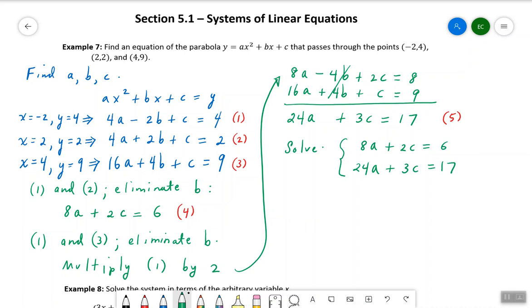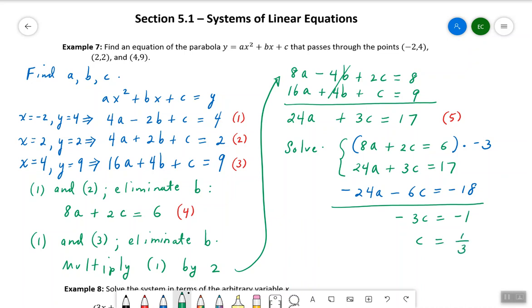Okay, if we want to solve this system, there are a couple ways to do it. Maybe the easiest way is just to multiply the first equation by -3, and that'll get us negative 24a minus 6c equals -18. And then when I add the equations together, the a's cancel and I'm left with negative 3c equals -1, or c is equal to positive 1/3.